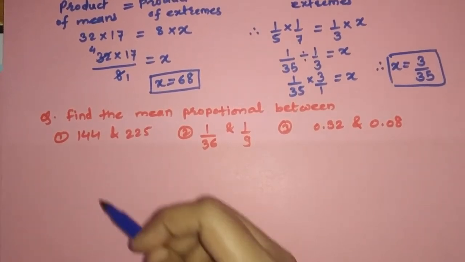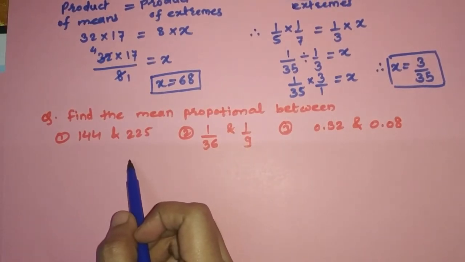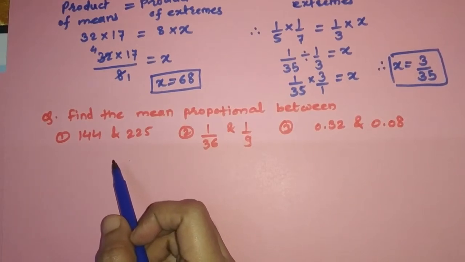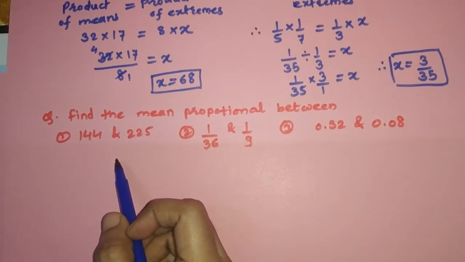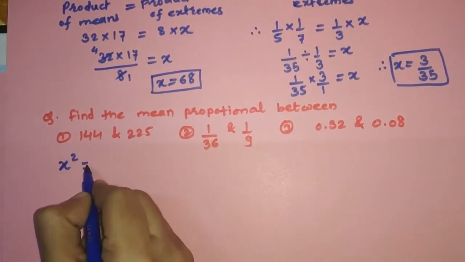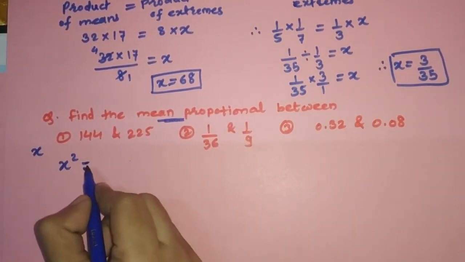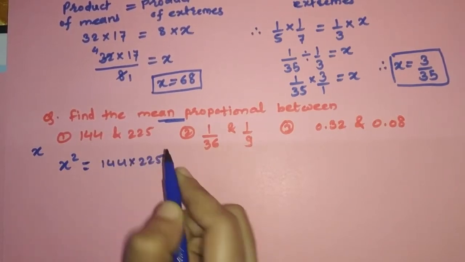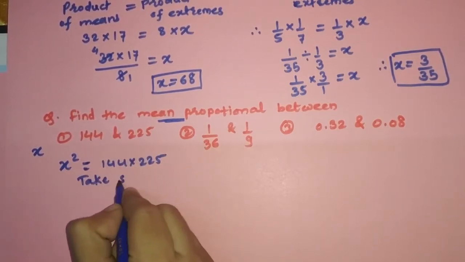So friends, now the next question is to find the mean proportional between 144 and 225. We know that for the mean proportion, we need three continued numbers like A, B and C. So let's consider x to be the mean proportion. So we know that here x square is equal to the product of these two numbers. So we consider x as the mean proportion here. So x square is equal to 144 multiplied by 225. In order to find x, we'll take a square root.